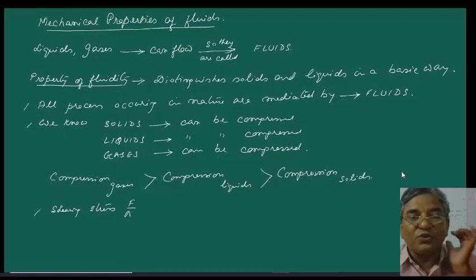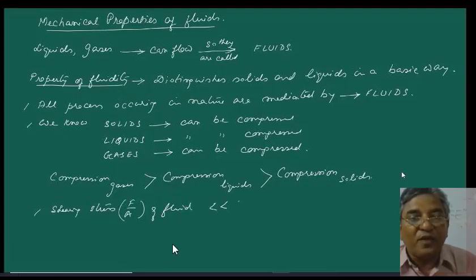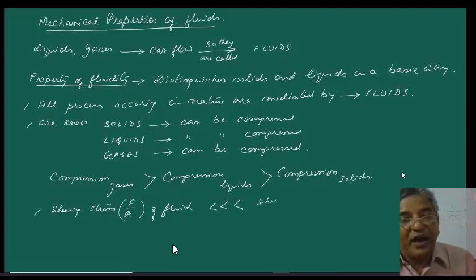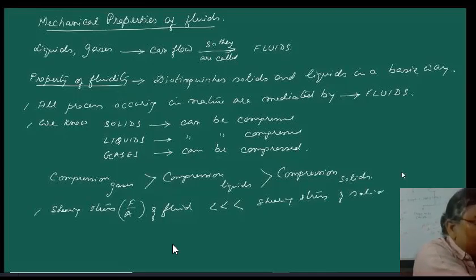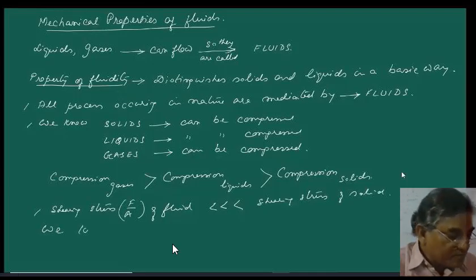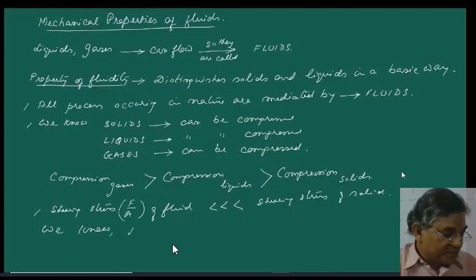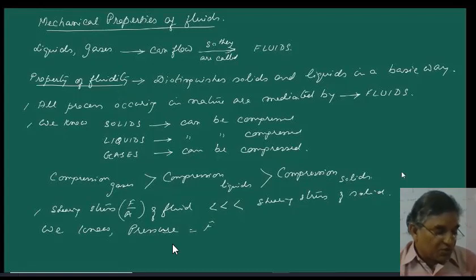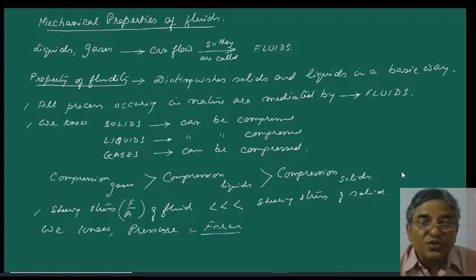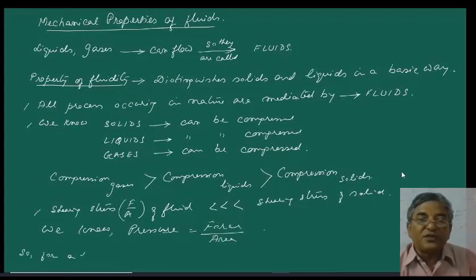Now shearing stress is a force per unit area, and the shearing stress of a fluid is a million times less than the shearing stress of solids. So pressure is equal to force per unit area.